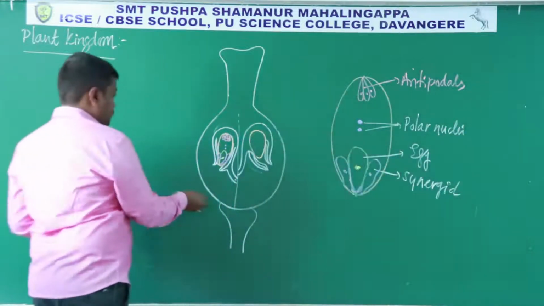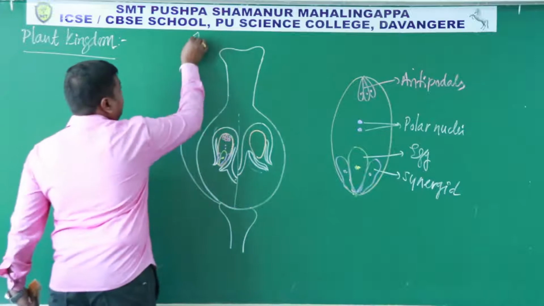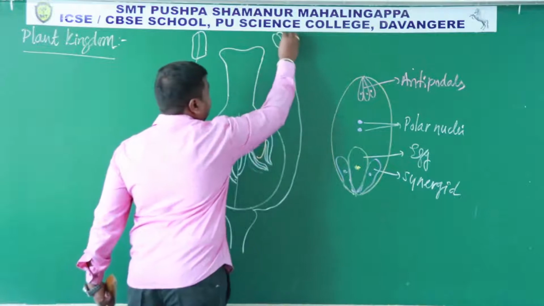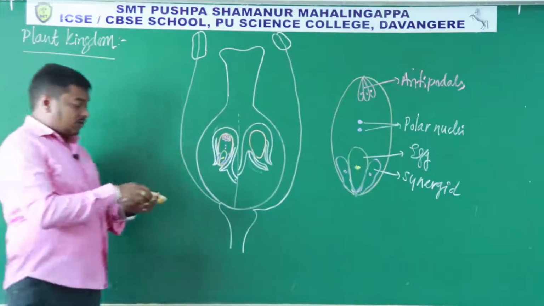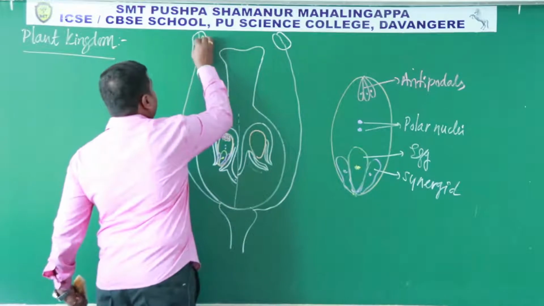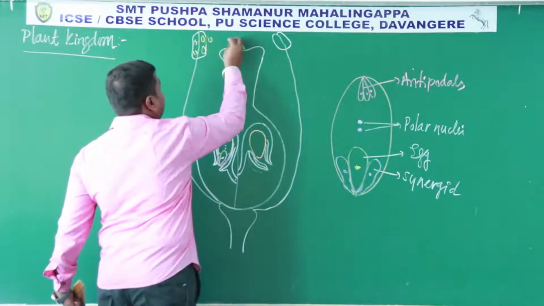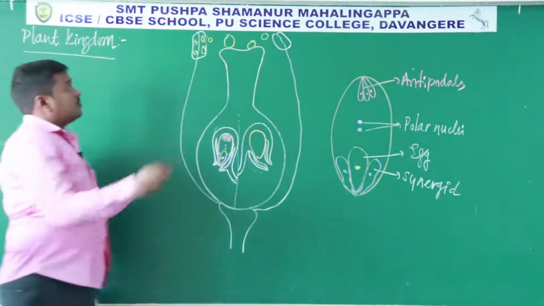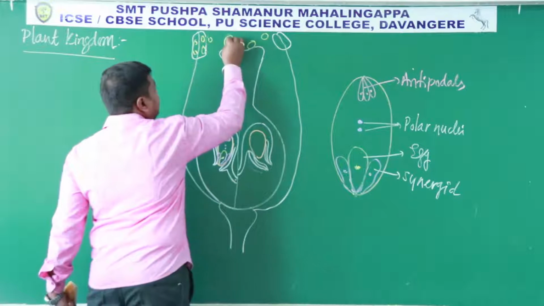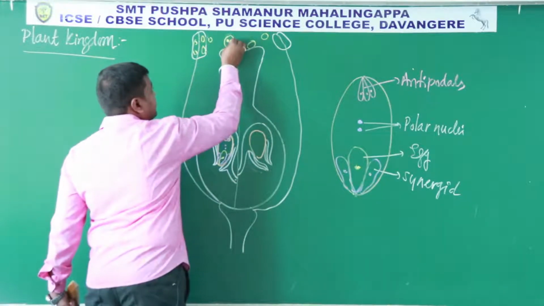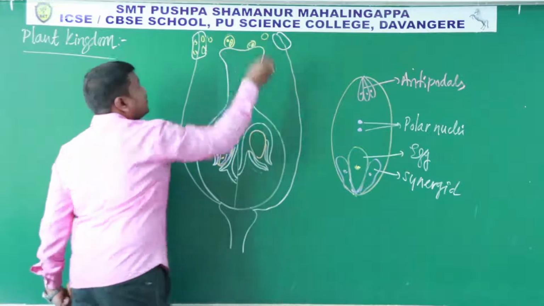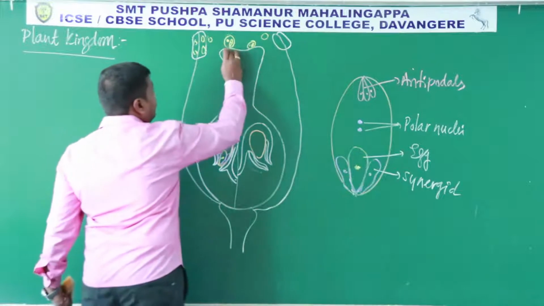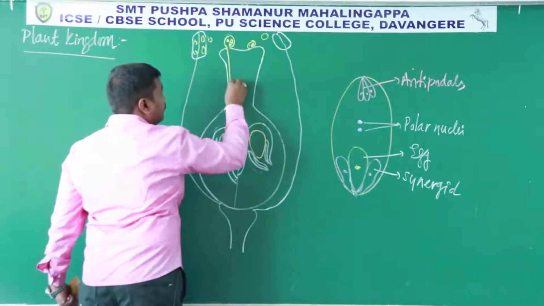Suppose the same flower consists of an anther. That anther is nothing but the microsporangium. This microsporangium releases the pollen grain. This pollen grain is deposited on the stigma. In the beginning the pollen grain consists of a 2 celled stage. When it is deposited on the stigma, it produces a tube called the pollen tube.